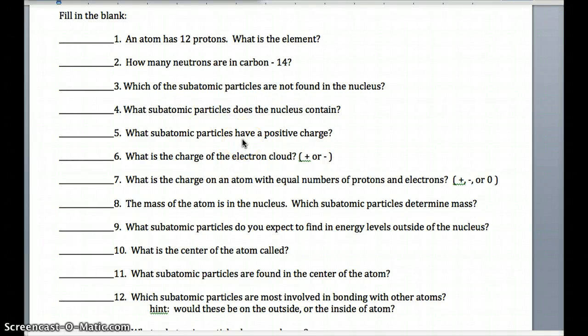This is the fill in the blank section. Once again, the order is different, but the questions are the same for both tests.